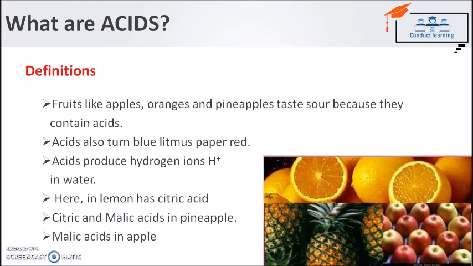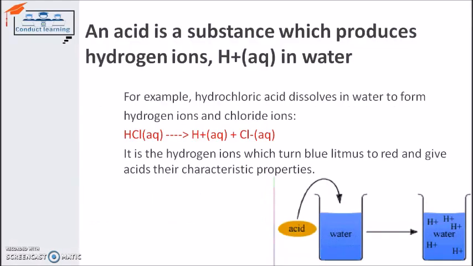Another definition for acid is: if we take an acid and mix it in water, it produces H plus ions. This defines that an acid dissolved in water produces hydrogen ions. We can also understand the same thing from the activity here. If we take one kind of acid, say hydrochloric acid, HCl, and dissolve it in water, it forms a hydrogen ion and a chloride ion. You can see this in the figure.